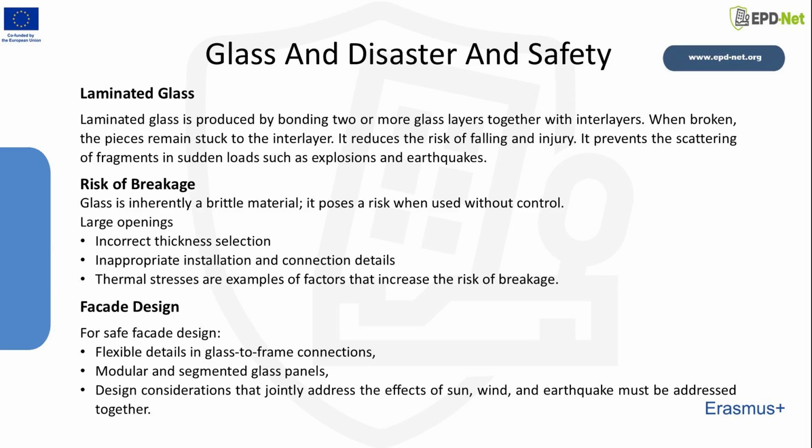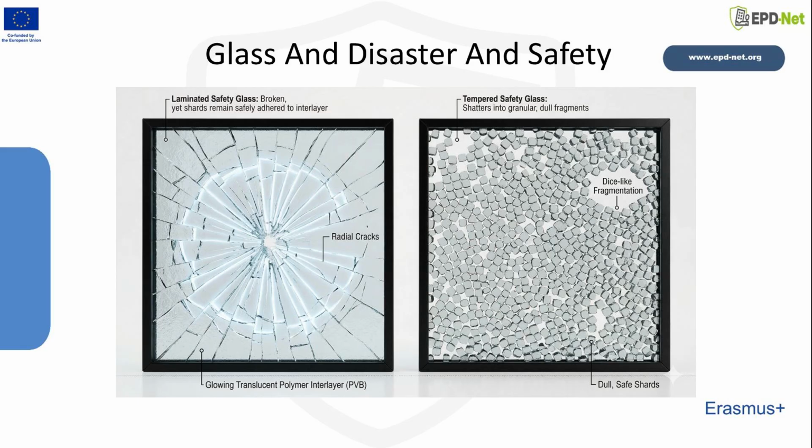Facade systems must account for wind loads, seismic drift, thermal expansion, and differential movement between structural frame and cladding. Flexible connections are critical. Rigid connections may cause stress concentration and premature failure. Modern facade engineering integrates performance simulation tools to predict stress behavior under multiple scenarios. Therefore, safe glass design requires interdisciplinary coordination between architects, structural engineers, and facade specialists.